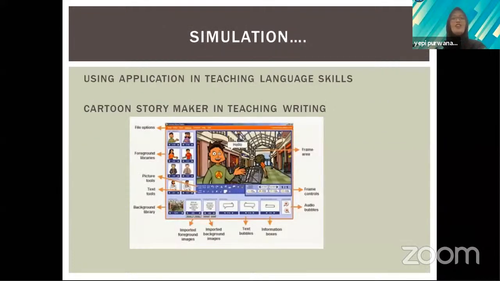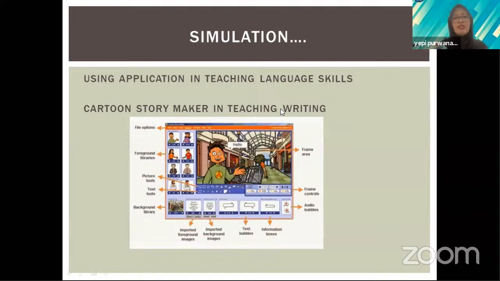Okay, now let's have an example. We can use applications in teaching language skills. Ladies and gentlemen, maybe we can have, for example, Cartoon Story Maker. This is a very simple application. You can download it and use it freely, as long as you have Flash installed on your computer.